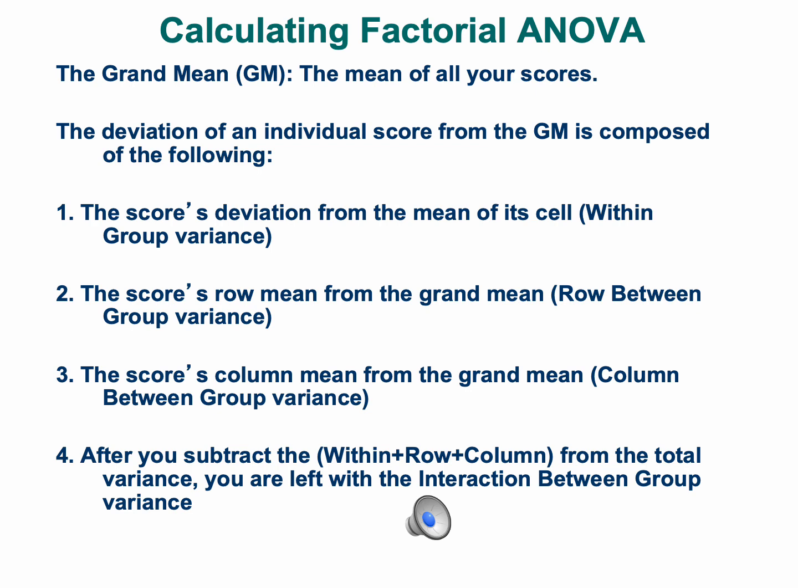And then, fortunately, we don't have to calculate the interaction because it's going to be what's left over. If we have the total amount of variability in the study, which is the distance of the grand mean from individual scores, and we subtract out the within cell variance, the row variance, and the column variance, whatever's left over is the interaction between group variance.